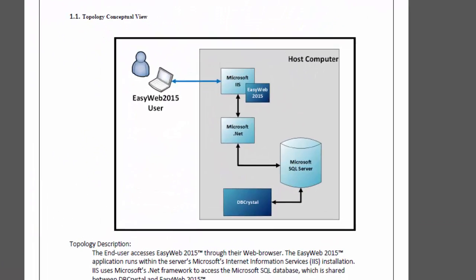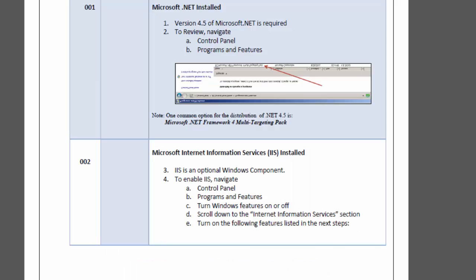If we look at the host computer running dbCrystal, dbCrystal talks to Microsoft SQL Server, and EasyWeb 2015 also talks to Microsoft SQL Server. We must have dbCrystal running and SQL Server installed in order for EasyWeb 2015 to operate. dbCrystal performs all the functionality of communicating with the PowerNet reader controllers and IP bridges out in the system, giving us 100% administrator functionality. And then EasyWeb 2015 is geared towards the actual end user experience.